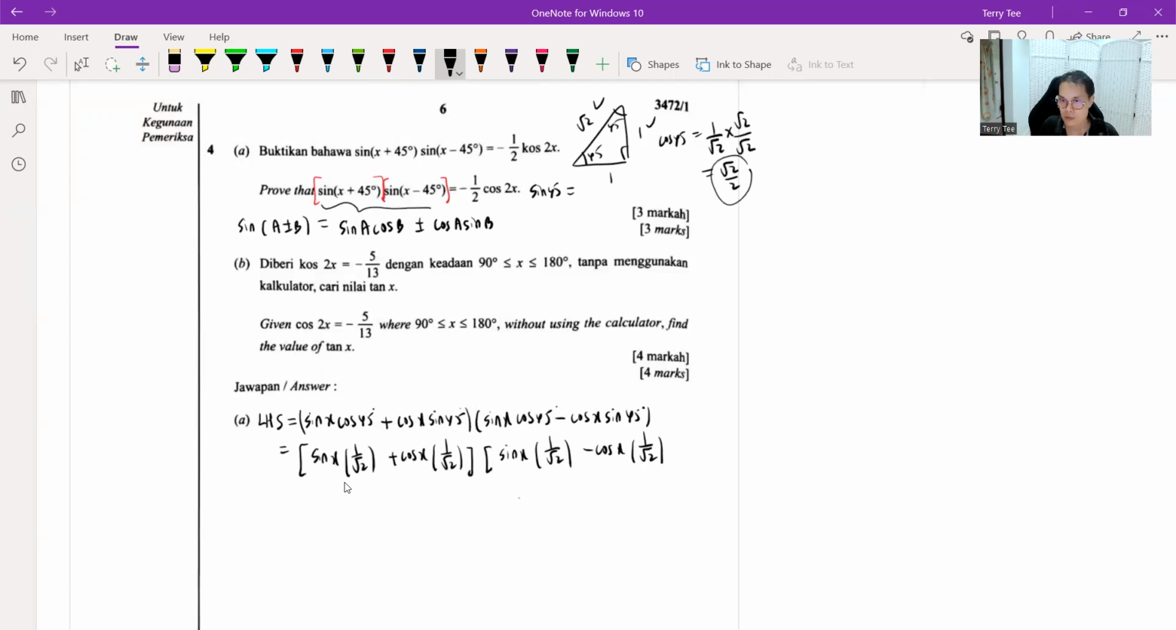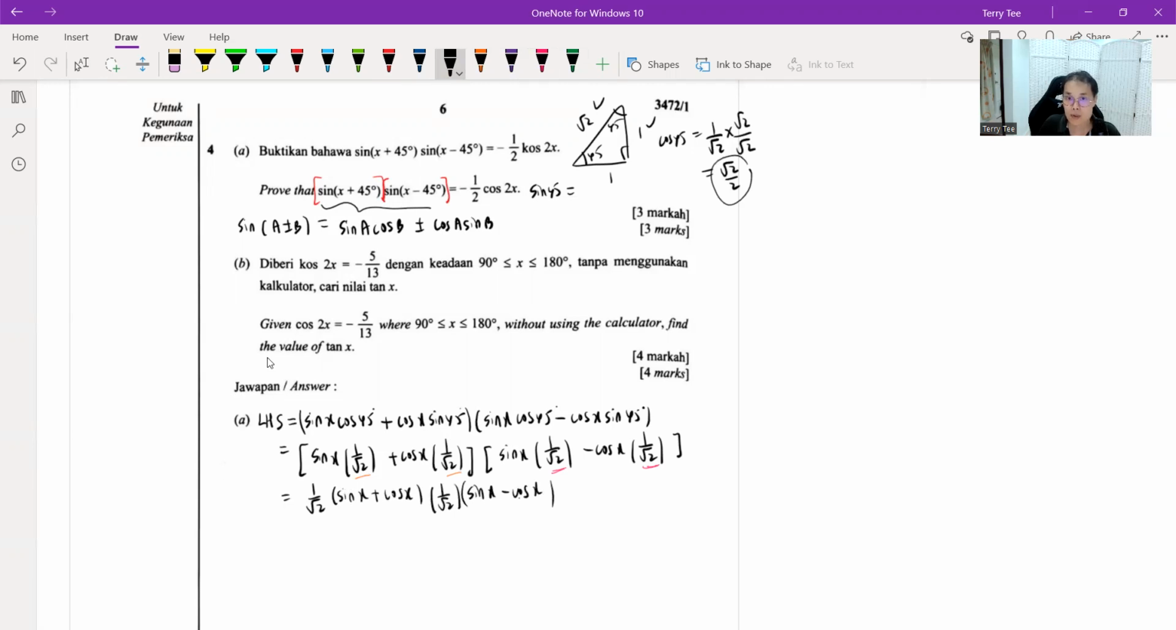Now, notice we can actually factorize your 1 over surd 2 from here. For the first one, I'm taking out this and this, so I'm left with sine X plus cos X. Now, for the second, I'm going to take out the same term, 1 over surd 2 again. I'm left with sine X minus cos X. Yeah, let me put a bracket.